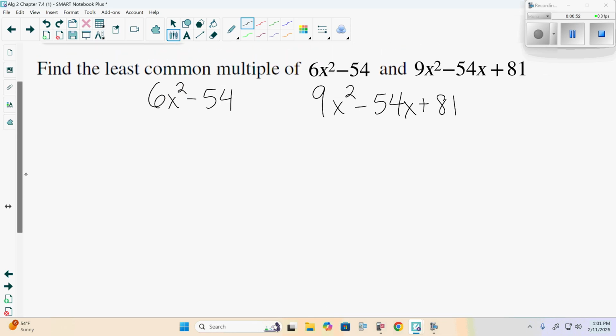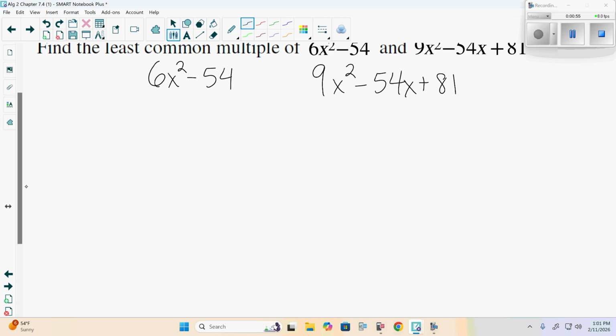Now we look at the first one, 6x squared minus 54. We do have two terms, and we need to see if there's a greatest common factor between the two terms, something that can go into 6 and 54. And it turns out that number is 6. So we want to factor that common factor of 6 out. So we divide the 6 out of 6x squared, left with x squared. When we factor the 6 out of 54, 54 divided by 6 is 9.